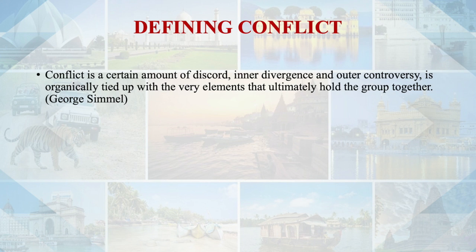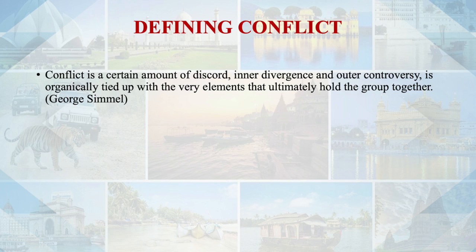In that case, you are going to understand the conceptual problems in identifying the meaning and detailing about the definition of the concept, then functions and objectives of the conflict, and finally various kinds, types, levels and manifestations of the conflict. So let us first start with the definition of the conflict. What is conflict? Conflict is the creation of a certain amount of discord, inner divergence, outer controversies which are being originated, and its very elements that ultimately hold the group together.